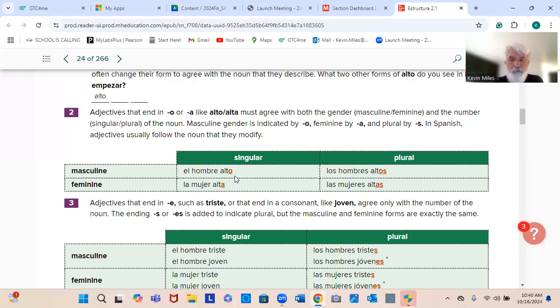We have the plural form, los hombres altos. Now I have to tweak the adjective again. It's not los hombres alto, it's los hombres altos. I have to put an S on it. So when the item is plural, we add an S.